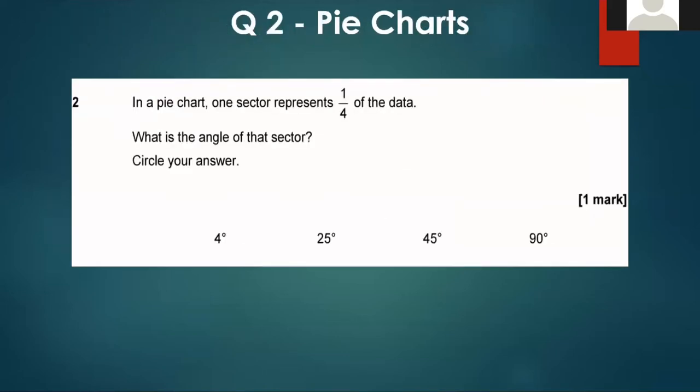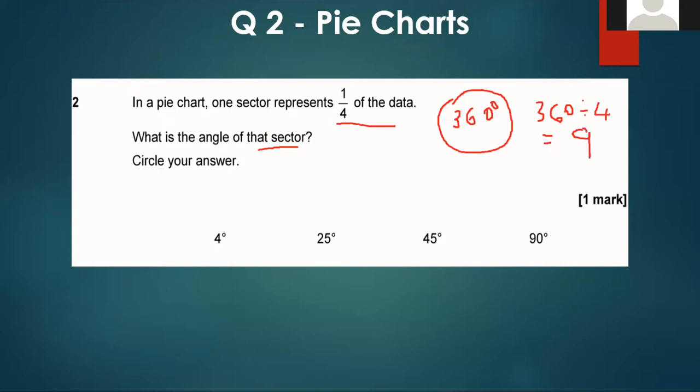Okay, question number 2, guys. In a pie chart, one sector represents a quarter of the data. What angle is that sector? Well, a full circle is 360 degrees. So a quarter of 360 is going to be 360 divided by 4, which gives us an answer of 90. A quarter of 360 is the same as halving it and then halving it again. Half of 360 is 180, and then half of 180 is 90. So I'm going to circle option number 4.